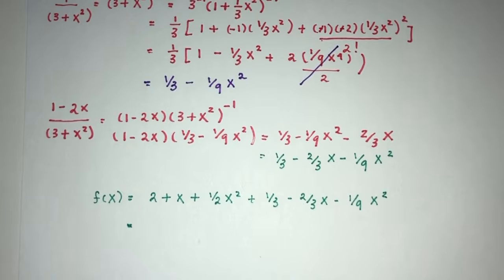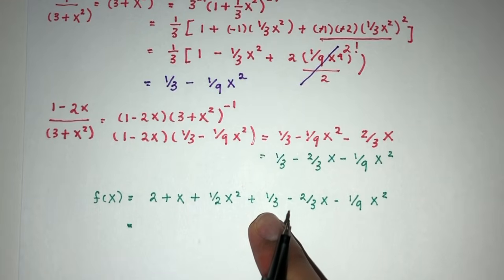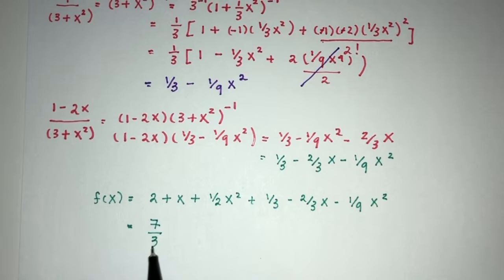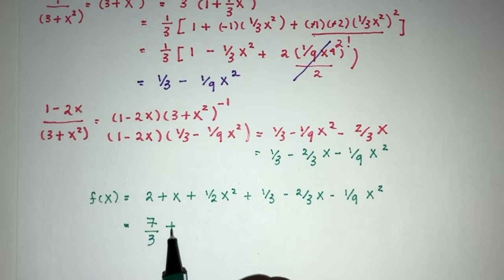Let's see what do we get. So 2 plus this will be what? That will be, we can write 2 and 1/3, or if you want to, we can break this down as well. 2 times 3 plus 1 will be 7, 7 over 3. And x here we have 1 minus 2 over 3 will be 1 over 3. And half minus 1 over 9.